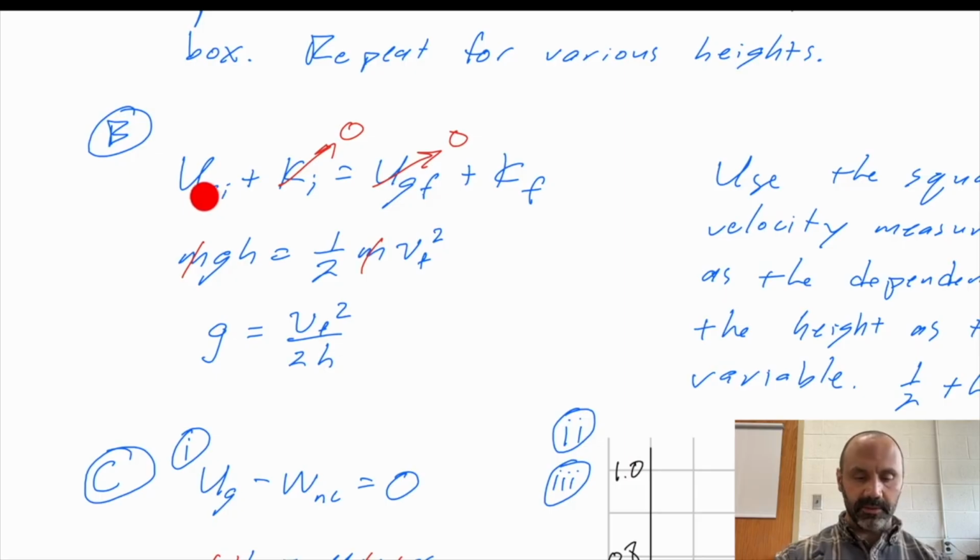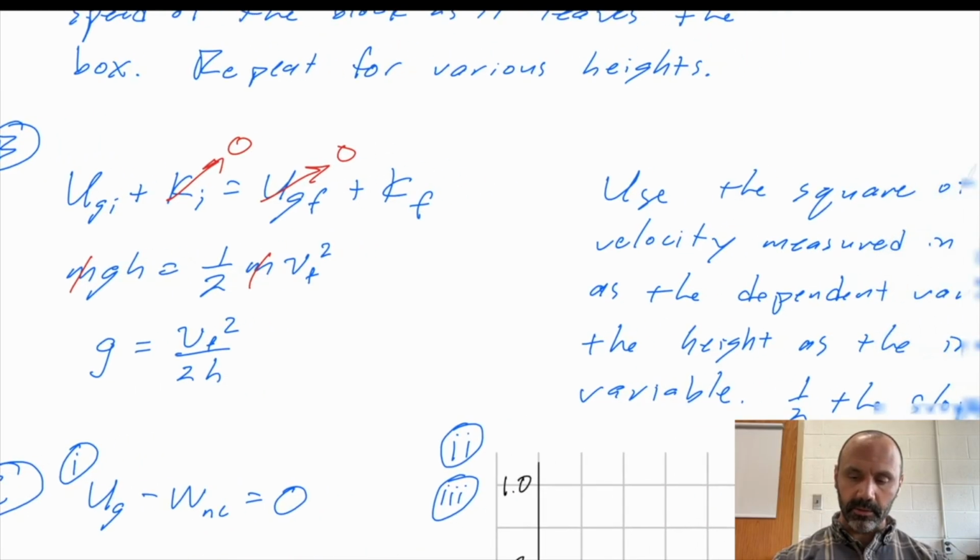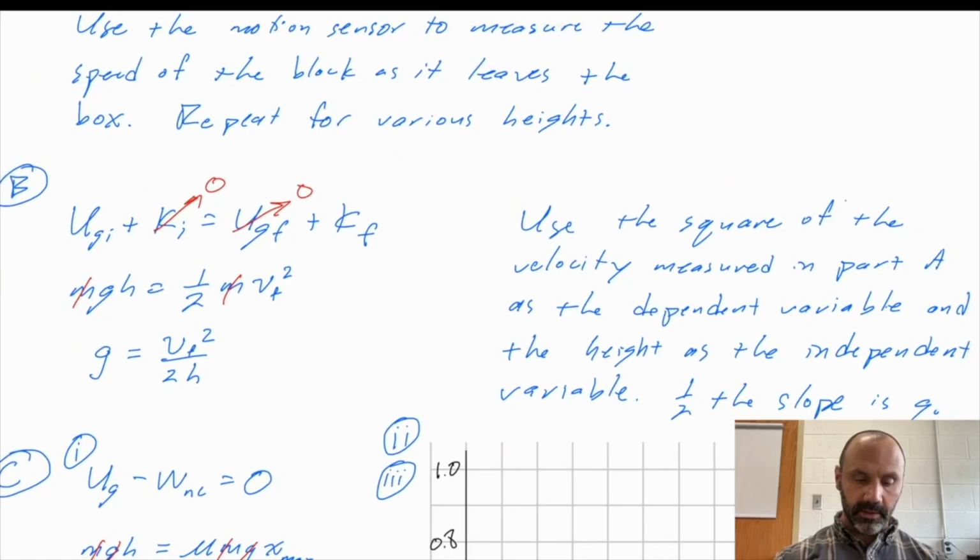So initial gravitational potential energy equals the final kinetic energy, so mgh equals 1/2 mv squared. Solving for g, because that's what I'm trying to find, I end up with g equals Vf squared, so the final velocity squared, over 2h. All right, so what does that mean? That means that I can use the square of the velocity on the vertical axis, and I can use the height, right, because it's rise over run. And then I can take half of that, right, and then the height will be on the horizontal axis as the independent variable, you could say.